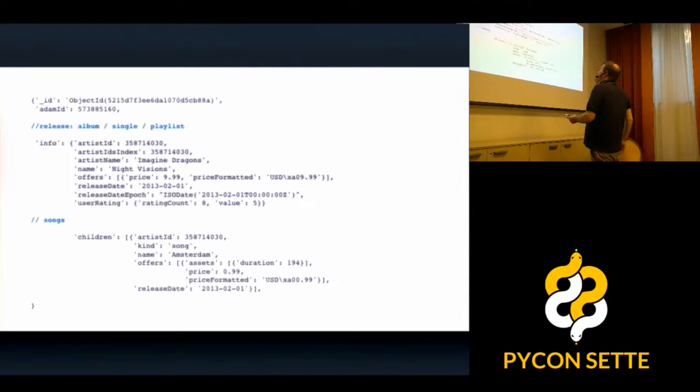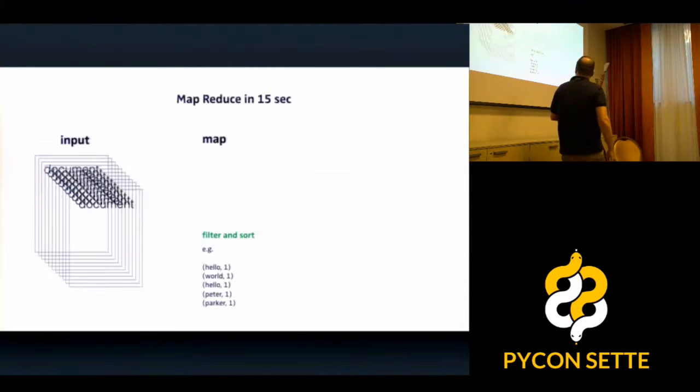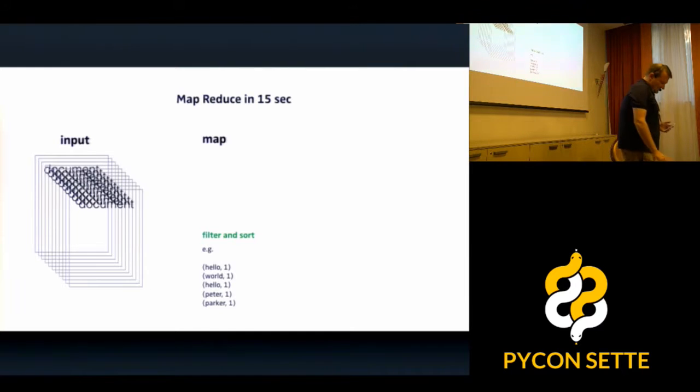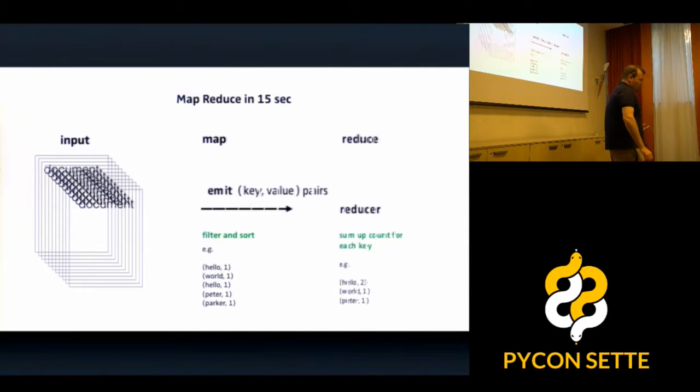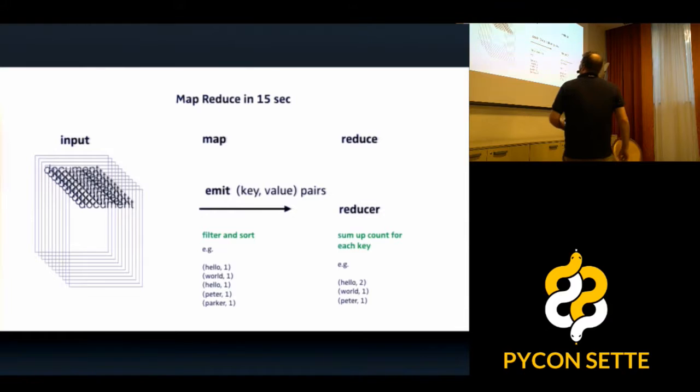Oh, there's something wrong. Okay, let's try here. That's better. Sorry for that. We map the tuples and send them to our reducer, which is just summing up. So we see here hello 2, world 1, Peter 1, Parker below there.